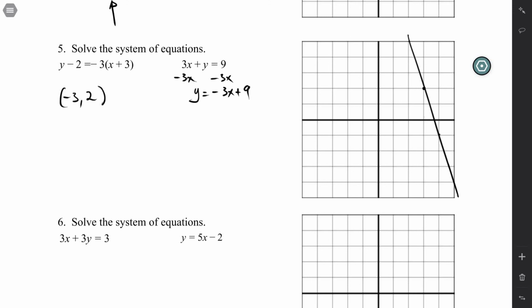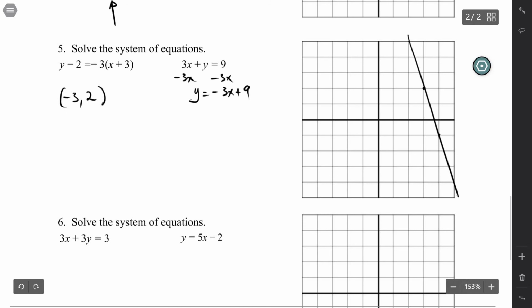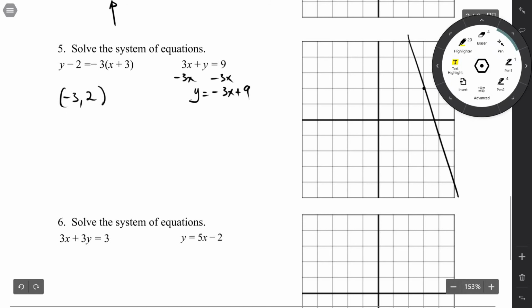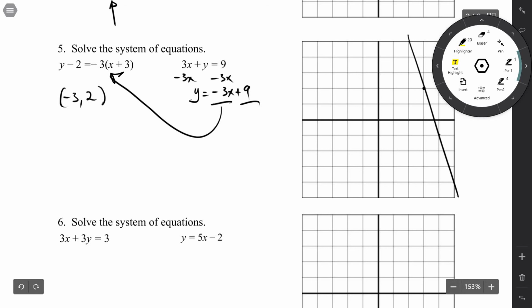So let's see. Actually, I can figure something out here. We have an intercept of 9, but our slope is actually the same. We have negative 3 slope here and negative 3 slope here. If these are not the same line, then there would be no solution. So let's try and figure out if these are the same line.